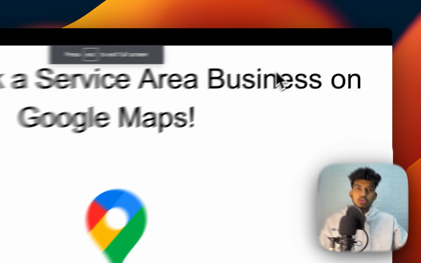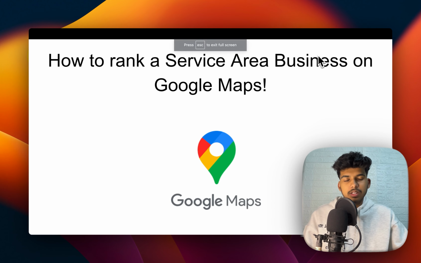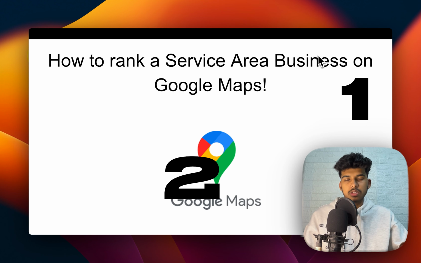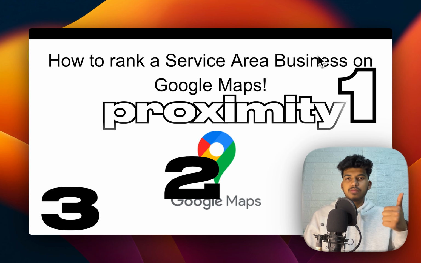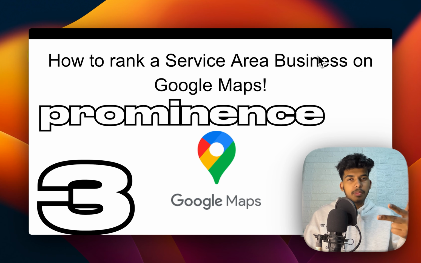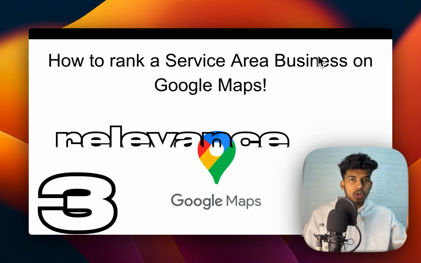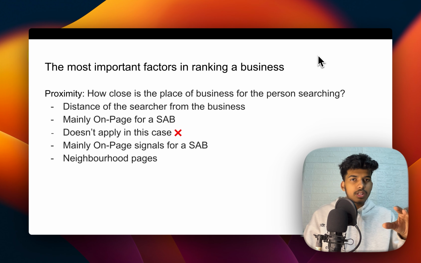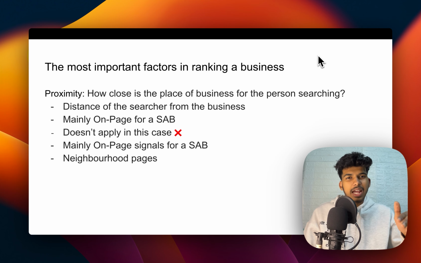Now let's get started. To rank any Google Maps listing or GMB listing, whatever you want to call it, there are mainly three factors in play. First, proximity. Second, authority. Third, prominence or relevance, whatever you want to call it. Now let's talk about all three factors, what they are, how you can lift them for your business and get yourself ranking in the Google Map Pack, and how exactly they play a role.